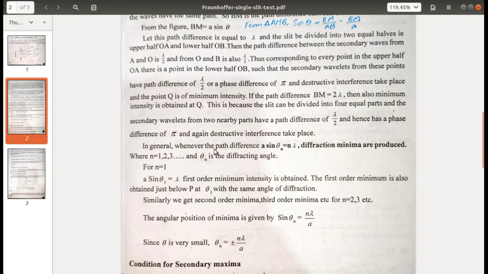In general, we can say that whenever the path difference, which is a sin theta n, is equal to n lambda, that is, first we considered lambda, second we considered 2 lambda, so we can generalize it as n lambda, the diffraction minima are produced, where n varies as 1, 2, 3, etc., and theta n is the diffraction angle. So BM, which is equal to a sin theta, is the path difference. Whenever it is equal to n lambda, we will get a diffraction minimum.